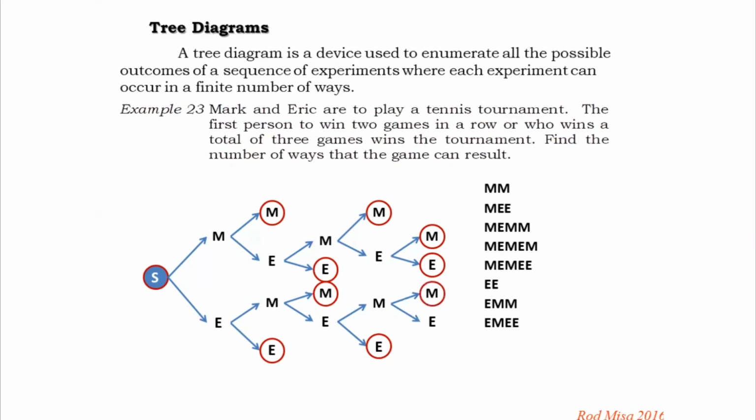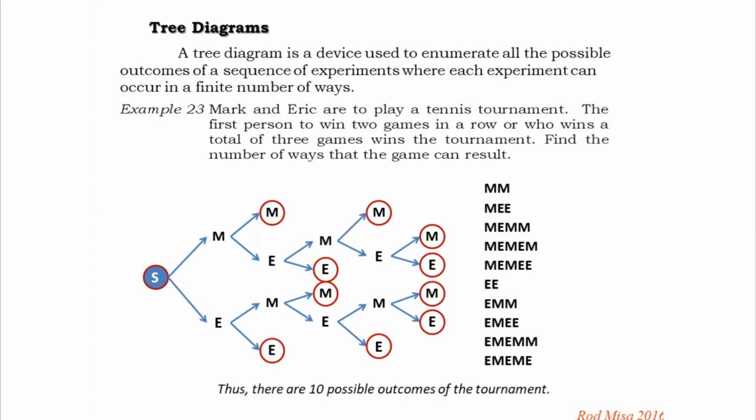But suppose it is Mark who will win in the fifth game. Then that's the end of the tournament because Mark has won 2 games in a row. He won the fourth and the fifth game. And if it is Eric who will win in the fifth game, then that's also the end of the tournament because Eric has won a total of 3 games. He won the first, the third, and the fifth game here.